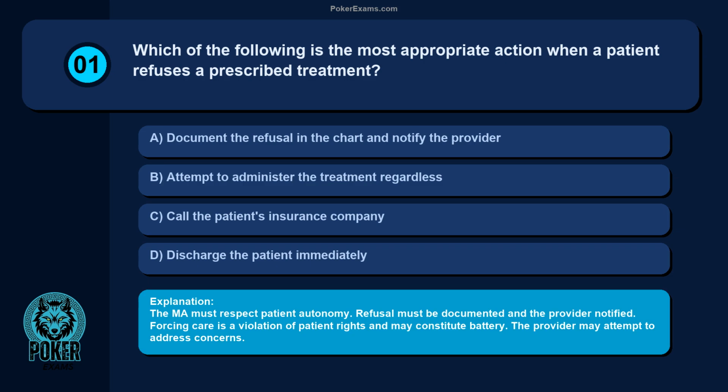The MA must respect patient autonomy. Refusal must be documented and the provider notified. Forcing care is a violation of patient rights and may constitute battery. The provider may attempt to address concerns.